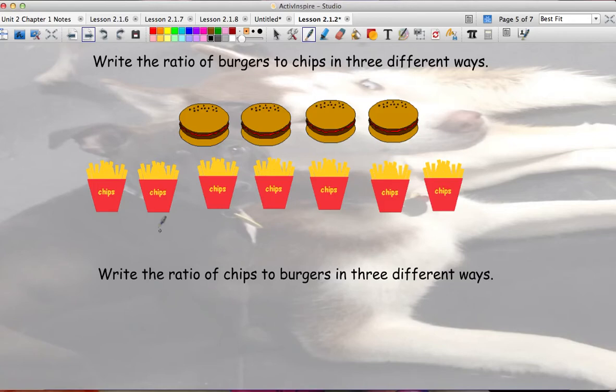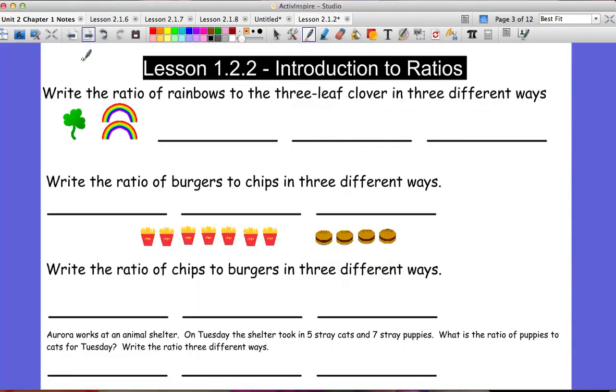Now I want you to look here in your notes. This is why it's important to read directions. Here's the first question. You need to answer that with 3 different answers. And then here's the second question. You need to answer that with 3 different answers. And I will tell you right now, if you come up with the same looking answers here, it'll be incorrect.